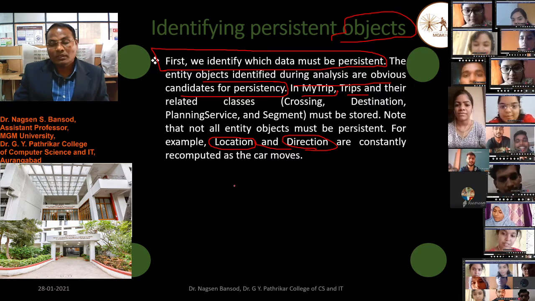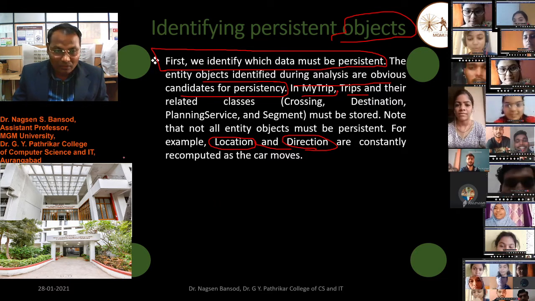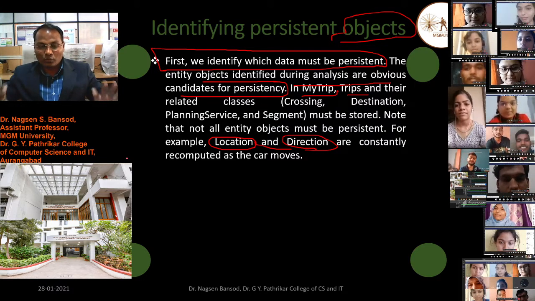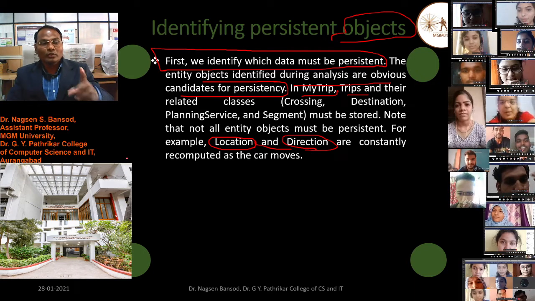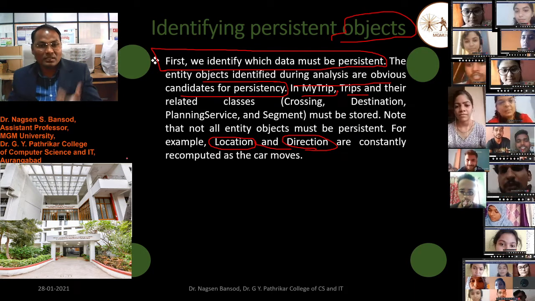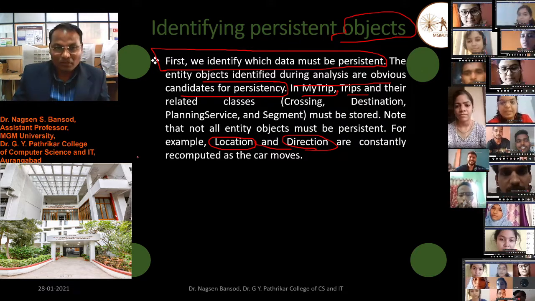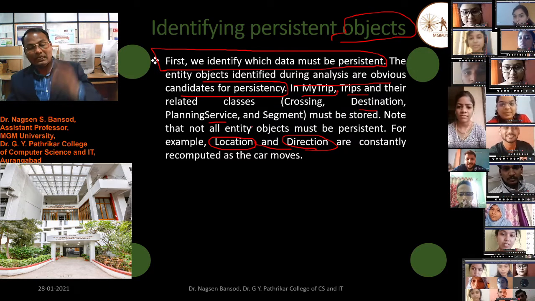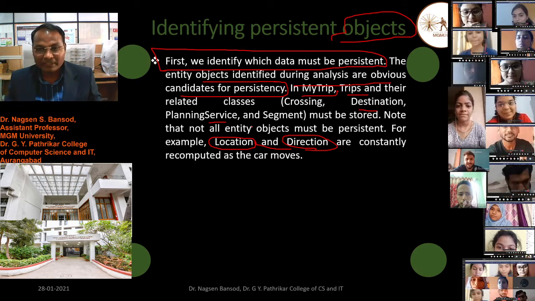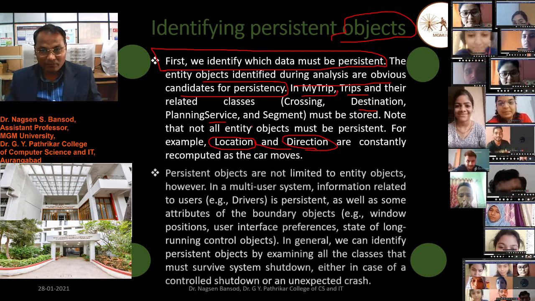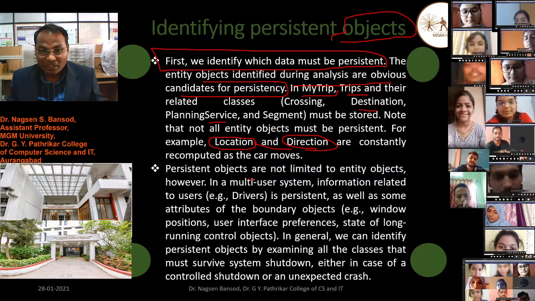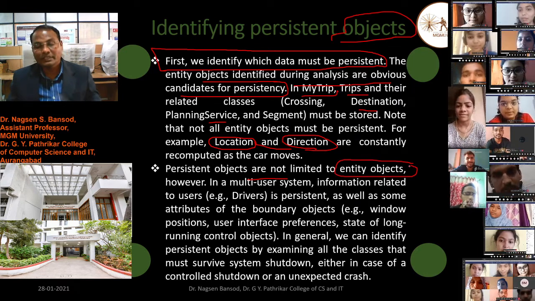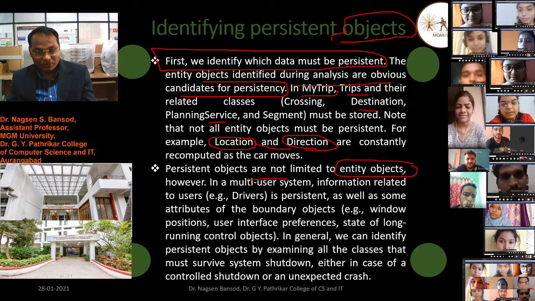Location and direction: if you are driving a car or vehicle, you need exact directions and exact locations. To reach a particular location, you need exact directions. So we can say these are the persistent objects. Crossing, destination, planning services, and there are other segments, but not all segments are persistent objects. The persistent objects are not limited to entity objects. This is beyond the entity objects.